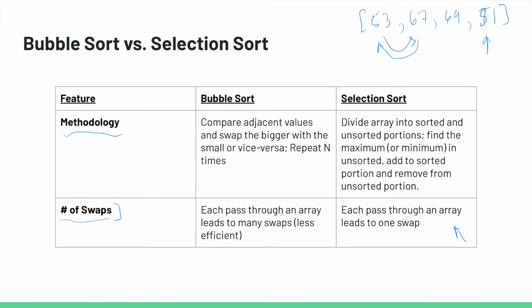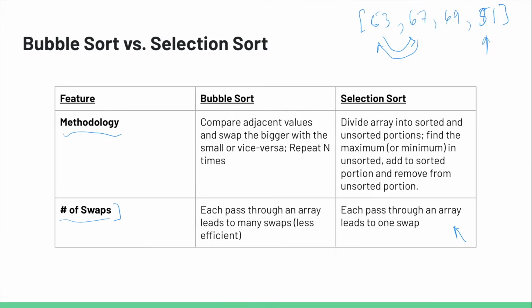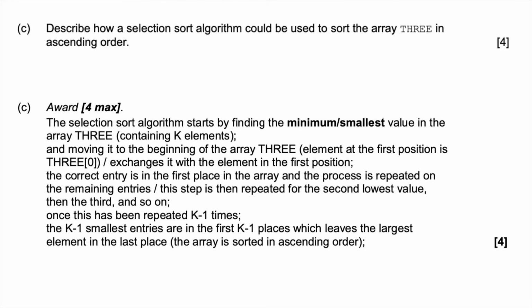Now let's take a look at some IB questions involving both the bubble sort and the selection sort. Describe how a selection sort algorithm could be used to sort the array in ascending order. Here we have a paragraph that basically simulates the code that we wrote, which is why I wanted us to write the code. I'm not going to go through all of this, but I wanted to show it to you as an example of probably one of the most common selection sort questions, although I have also seen pseudocode coding questions involving selection sort.